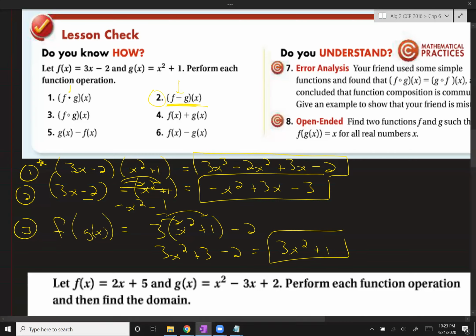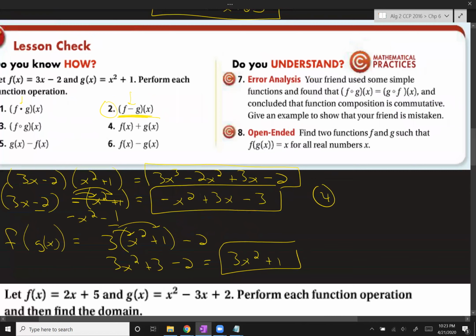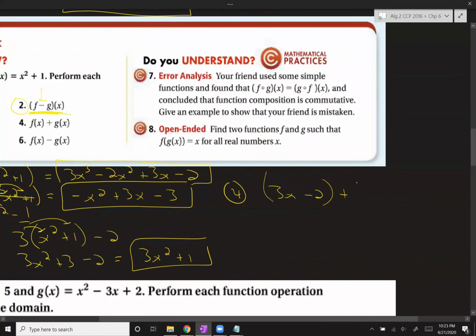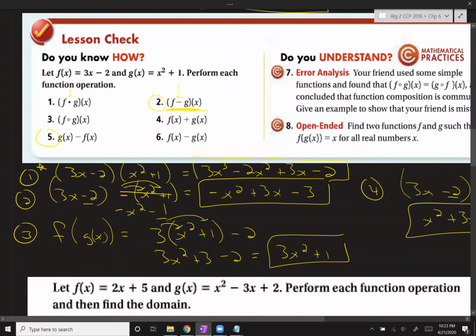All right, the only thing that's really missing here is an addition problem, so we'll finish that out with number 4. So we want f of x, remember that's 3x minus 2, and we're going to add to that x squared plus 1. Looking for like terms, all I have is x squared, then I have 3x, it is positive, and negative 2 plus 1 is negative 1, so that gives us our addition. Number 5, we've changed the order, and number 6 is exactly the same with a different notation as number 2, so we definitely won't do that one.